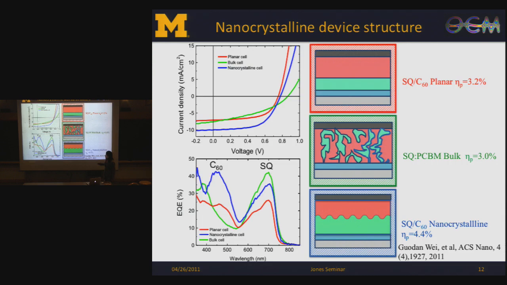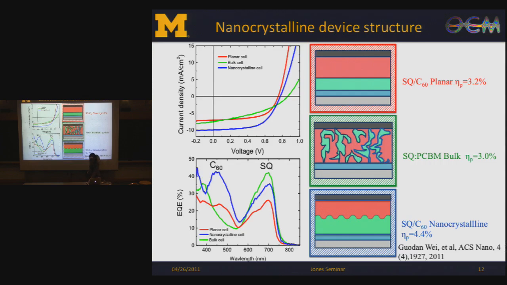And when we look at the EQE response in this figure, we can see the nanocrystalline squaraine C60 cell has a broadened photon response, ranging from 300 nanometers to 800 nanometers. So we now know the squaraine C60 nanocrystalline cell has the best performance, and the efficiency is around 4.4%.